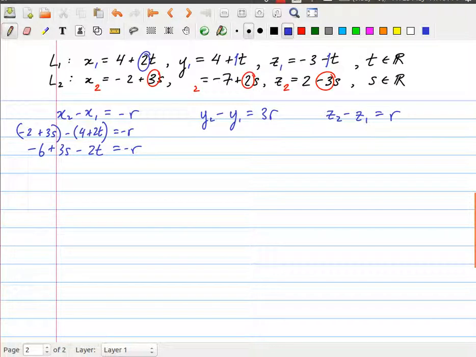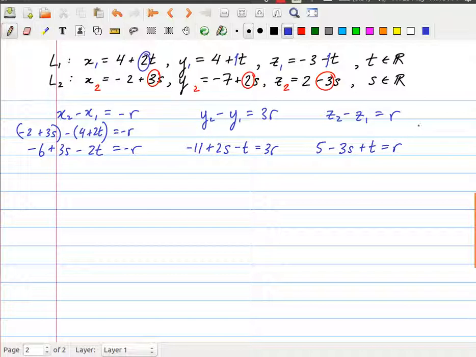y2 minus y1, now that I've got these in place, they're actually a little bit easier to see. That's y2, okay? So now that I've got these in place, you can actually do this in one step. Negative 7 minus 4 is negative 11. 2s stays the same, and then we're subtracting 1t, so that becomes minus t equals 3r. And then z2 minus z1, we have 2 minus negative 3. That's equal to positive 5. Minus 3s stays the same. And then this is minus negative t, which becomes plus t equals r.